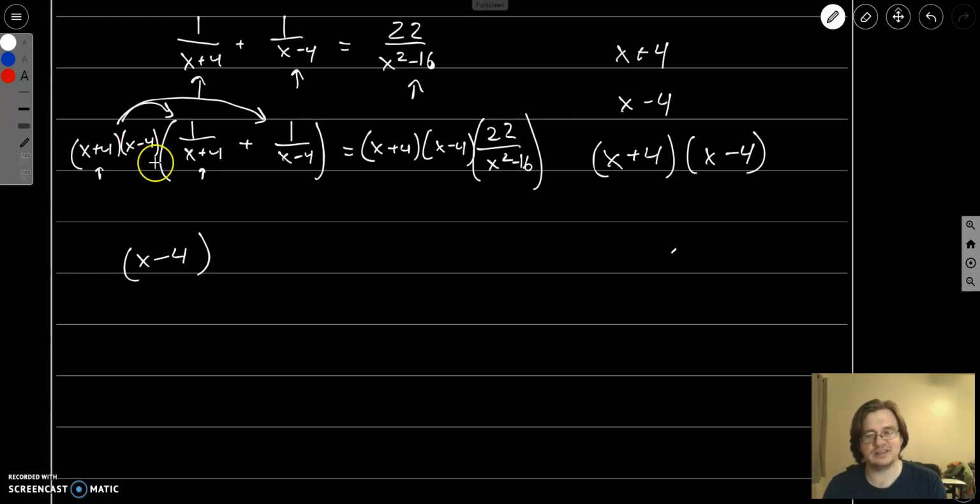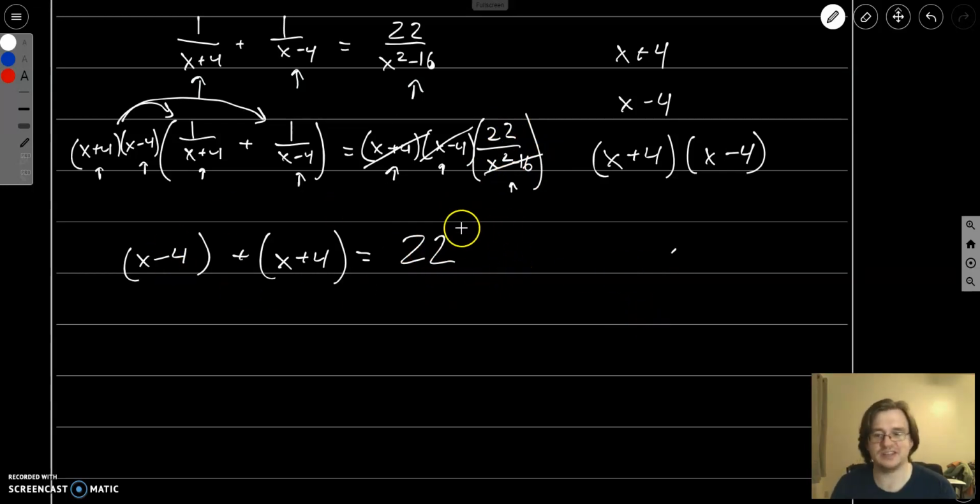So I've distributed and simplified in one step, and then I can distribute to this other one where this factor will cancel with x minus 4, and what I'm left with is an x plus 4. So I've distributed and canceled in one step here. Next, I know that x squared minus 16 is just x plus 4 times x minus 4. So both of these will cancel with this, I'm left with 22.